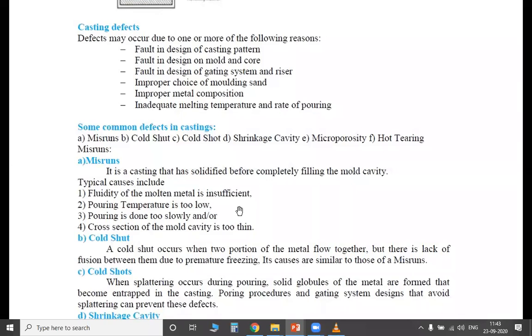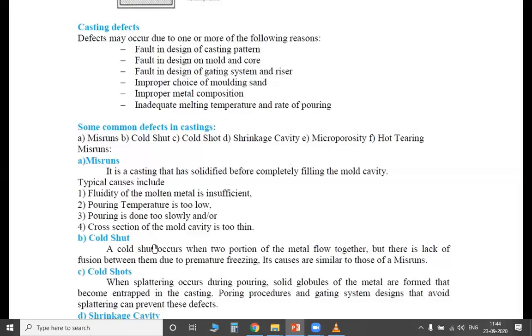If you are carrying a very small quantity of molten metal, it is not enough. The pouring temperature may also be too low. After the molten metal is prepared, you have to pour at that same temperature. There must not be any breakdowns. The pouring may be done too slowly, or the cross section of the mold cavity is too thin. When pouring is done too slowly, we get some bubbles in the casting parts. That causes holes, the sprue holes.